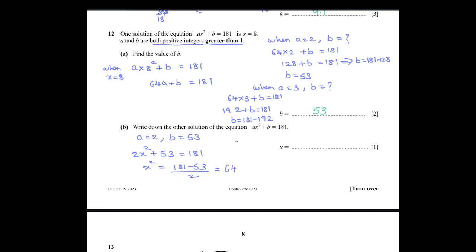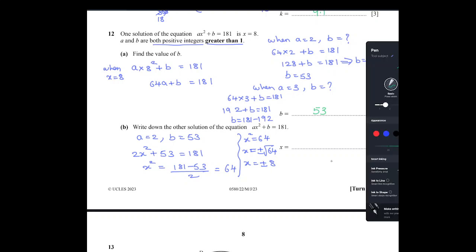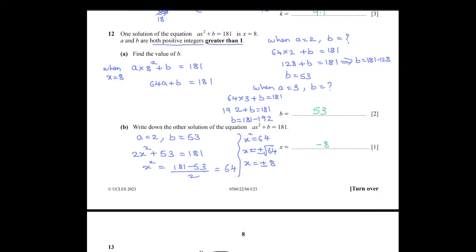So that means x square we got as 64, right? X will be plus or minus root 64. So x will be equal to plus or minus 8. So we already know that x is positive 8. So the other value will be negative 8. This is question number 12 done.